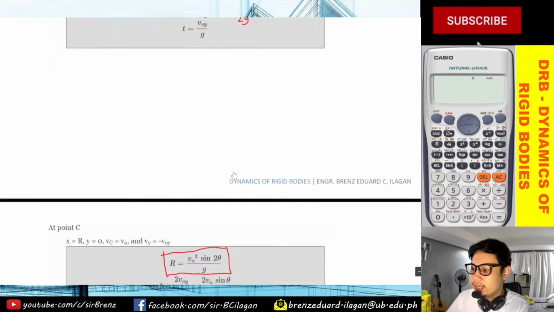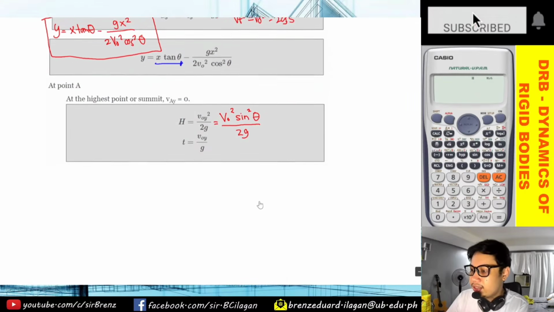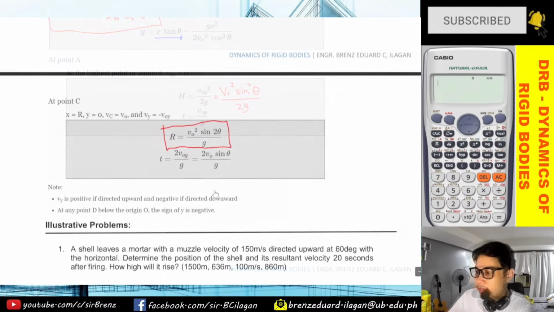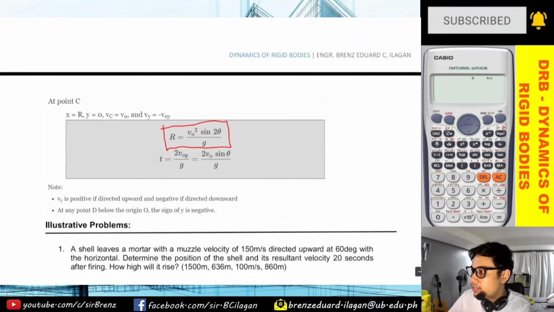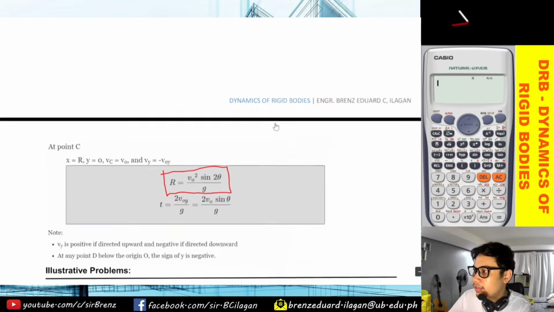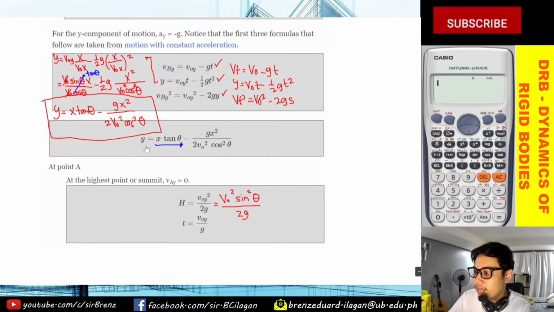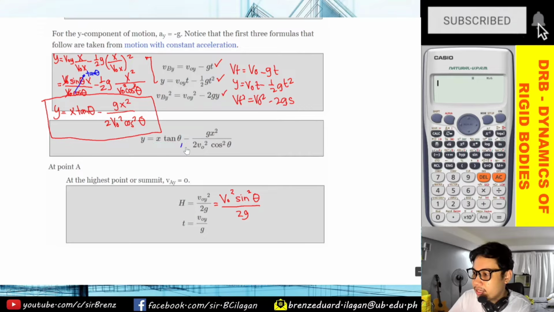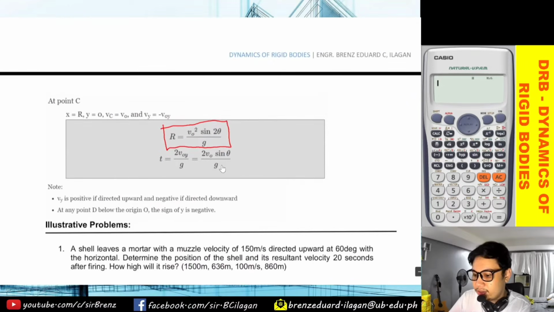Paano sila nakuha. Okay, so siguro simulan natin dito sa range. So, ang gagamitin nating equation guys is yung na-derive nga natin nung una na equation na ito. Okay? So, ang gawin natin, i-copy na lang natin para at least hindi na natin isulat. Ayan. So, i-paste natin dito.